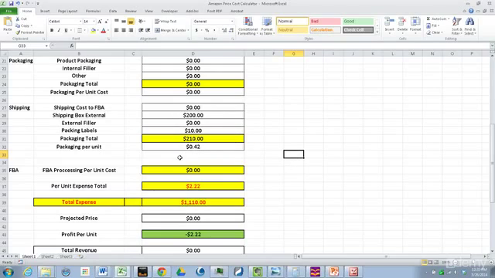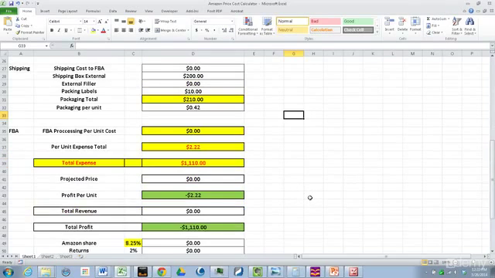Okay, but let's keep it like that for now, and later on we can talk about using Fulfillment by Amazon. So again, my FBA processing unit costs we're not going to talk about right now, but still my per unit expense total is $2.22. In other words, each product is going to cost me $2.22 in expense. That's a general number, but the idea is how to use this whole system to get that information in there. My total expense is about $1,000.